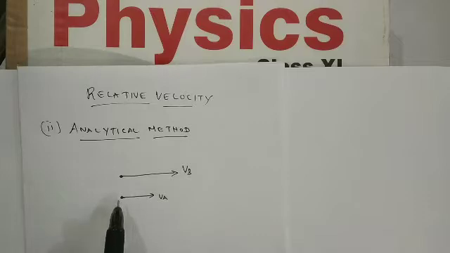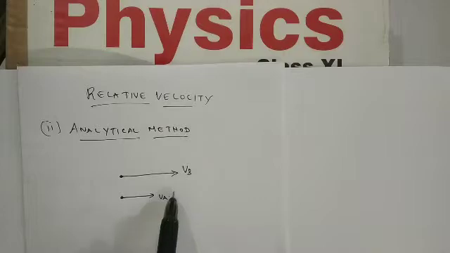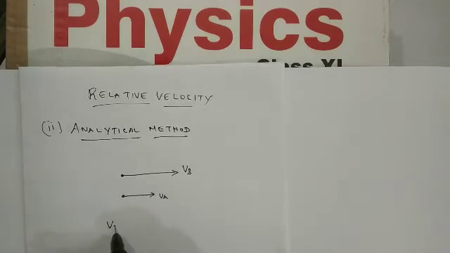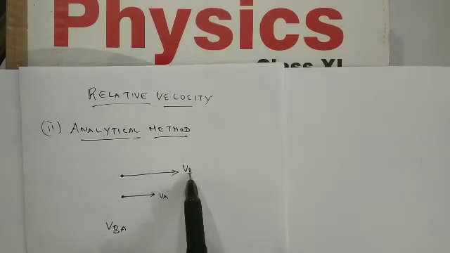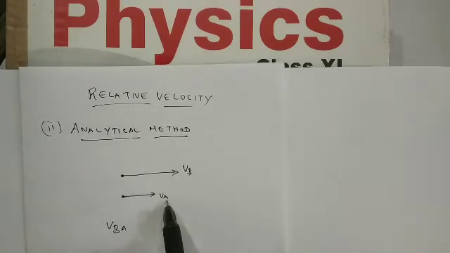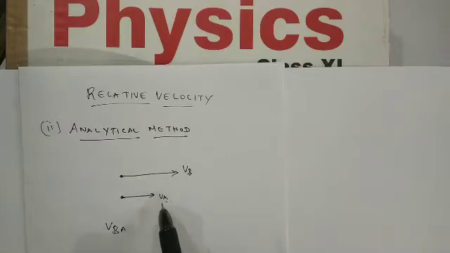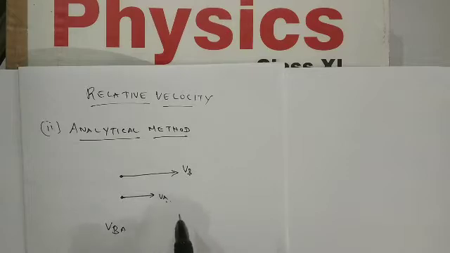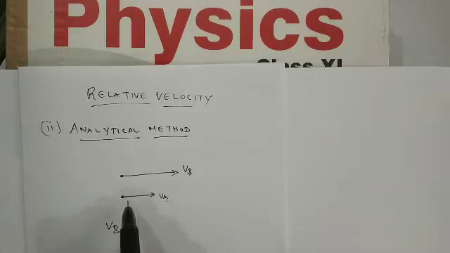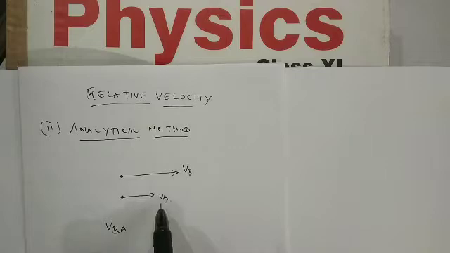Consider two bodies starting from the same point, one body going with the velocity VA and the next body going with the velocity VB. We want to find the relative velocity of B with respect to A. If we want to find the velocity of B with respect to A, then the method says to impose equal and opposite velocity of VA on both A and B.